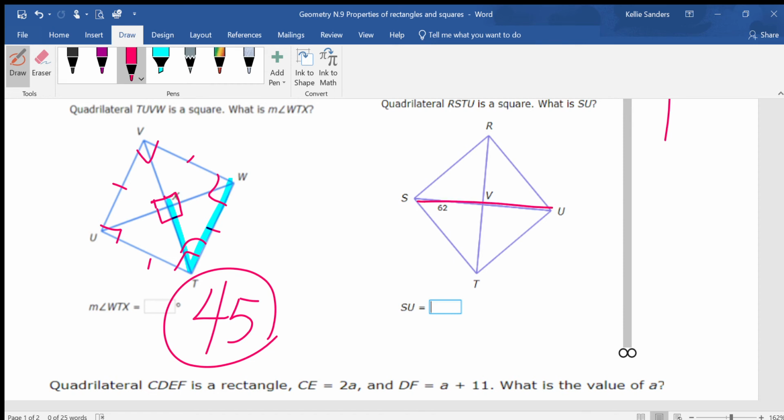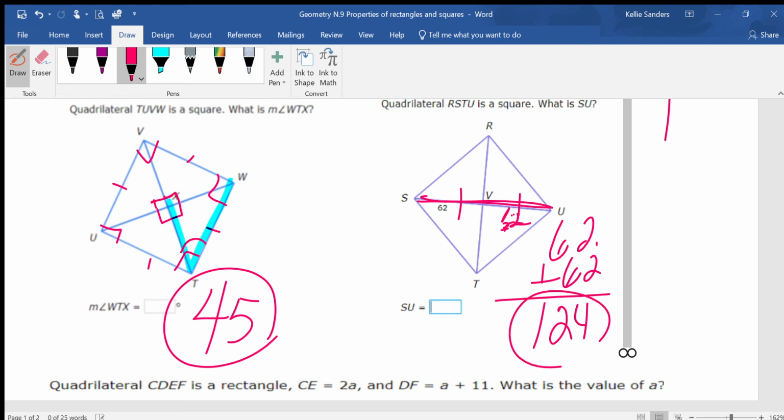It's a square. How much is SR? Well, even if it's just a parallelogram, they've been bisected. So if that's 62, then that is 62. So the whole thing is 62 plus 62, which is 124.